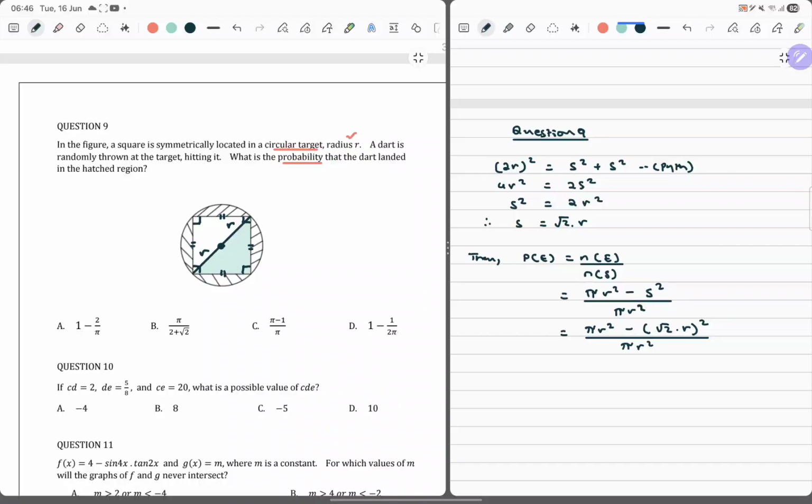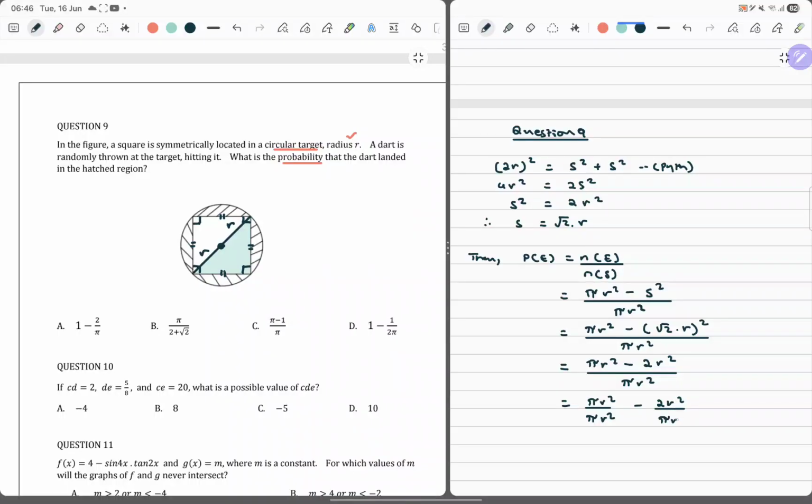Now folks, we've got pi r squared minus, this becomes 4r squared, all divided by, did I say 4? Excuse me, root 2 squared is just 2. Okay, now this is pi r squared. Now with this, we know that the denominator is divided into each term of the numerator. So this is going to be the case.